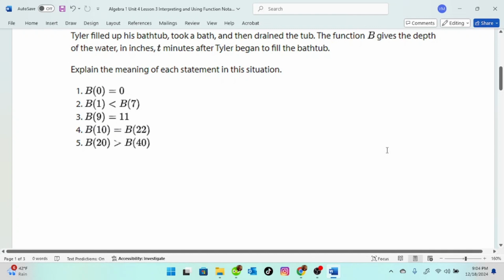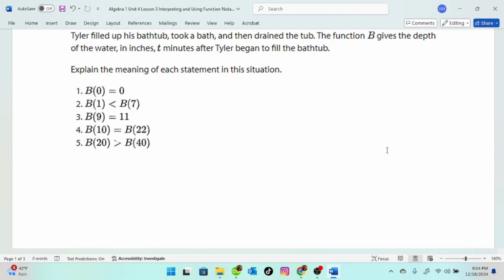Our next practice problem: Tyler filled up his bathtub, took a bath, and then drained the tub. The function B gives the depth of the water in inches t minutes after Tyler began to fill the tub. Explain the meaning of each statement in this situation.